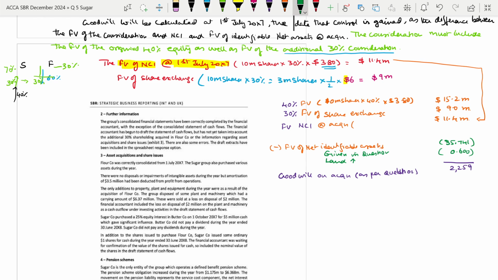35.741 plus 0.6. Are you clear about this? Now, what is the total? 15.2 plus 9 plus 11.4 minus 35.741 minus 0.6. How much do you get? 841. So you will get 0.841. Check.